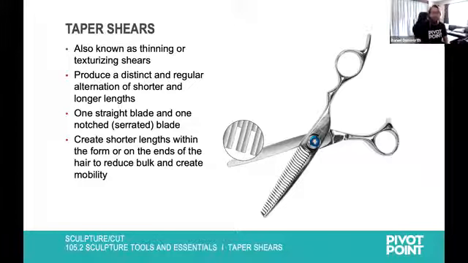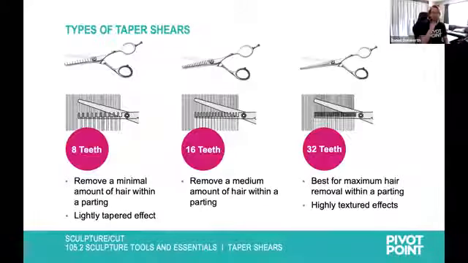The major benefit behind working with a taper shear is that it creates that variety of length. You get some hair that remains long, some hair that's cut a bit shorter. When working with the names behind these, you'll also typically find that they're referenced in different ways. And this commonly is known as either a taper 8, taper 16, or taper 32. That's a common name that's been used for a long time.